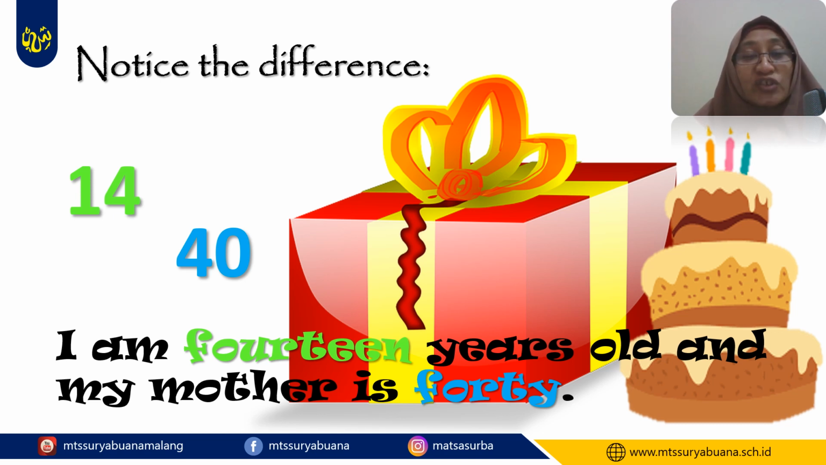14 starts with 1. The number has 2 digits and starts with 1. This is a teen number. And ty numbers have 2 digits, okay, and end with 0. This example is 40. Okay, so don't be confused.